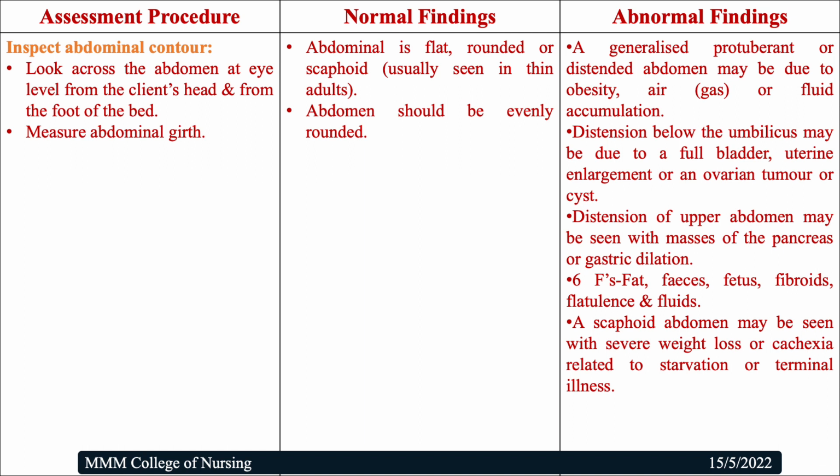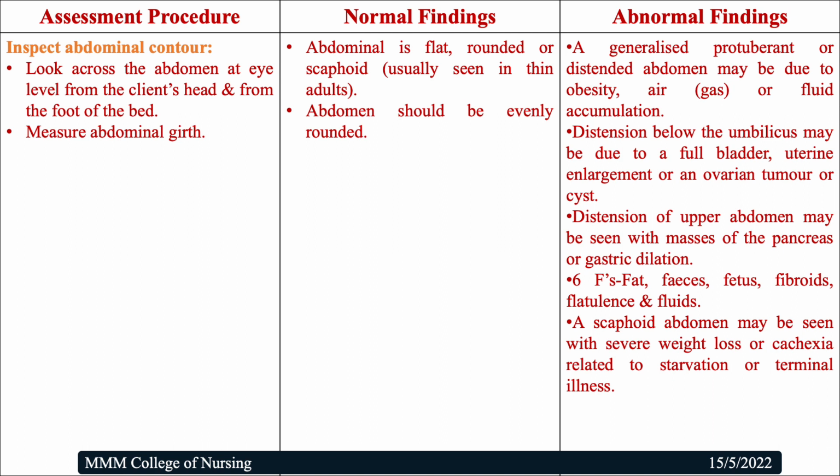Abnormal findings are a generalized protuberant or distended abdomen, which may be due to obesity, air, that is gas, or fluid accumulation, that is ascites. Distension below the umbilicus may be due to a full bladder, uterine enlargement, or an ovarian tumor or cyst. Distension of the upper abdomen may be seen with masses of the pancreas or gastric dilation.